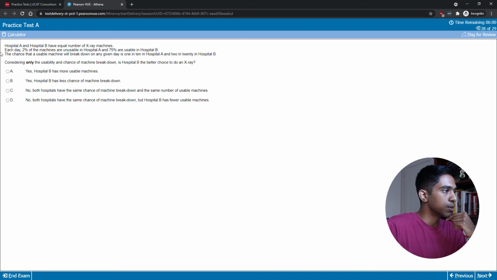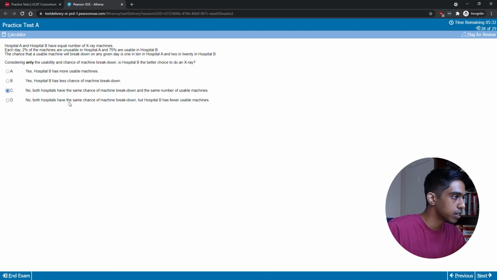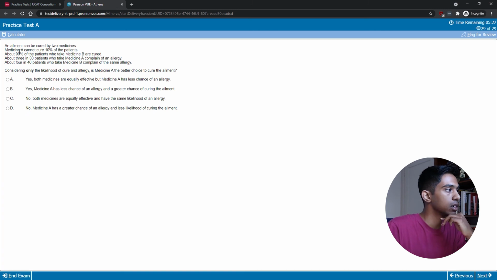Hospital A and Hospital B have an equal number of x-ray machines. Each day, 2% of the machines are unusable, 75. These questions are pretty easy because you can just make them equivalent. The chance that a usable machine will break down is 1 in 10 and 2 in 20, so these are the same. So what matters is the amount of machines that are usable. So Hospital B is not the better choice because they have the same chance of machine breakdown. Same chance of machine breakdown, but Hospital B has fewer.